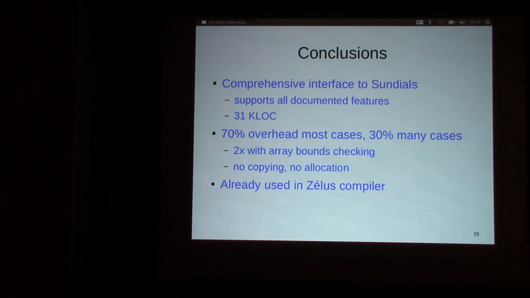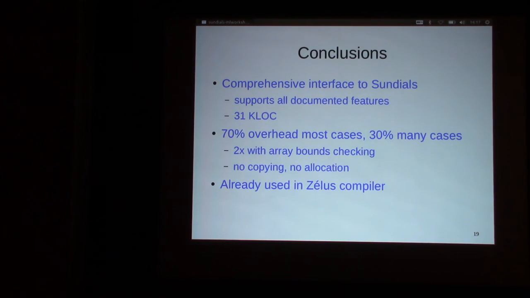So in conclusion, we built a comprehensive interface to this sophisticated numerical solver library called Sundials. It supports all the documented features, and it amounts to about 31 kilolines of code, so it's not huge, but it's a fairly sizable library. The overhead is relatively small. It's like 70% in most cases and 30% in the majority of cases. If you turn on array bounds checking, what you see is that in some of the examples, it goes up to about twice the time of C.